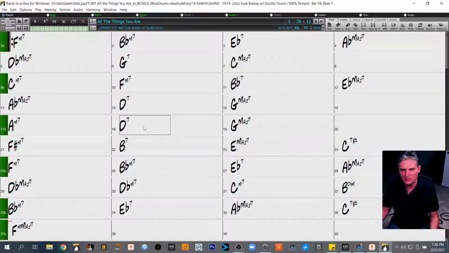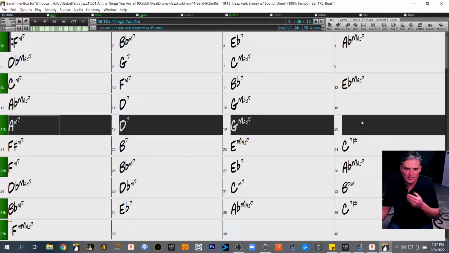We use our method. We find the dominant 7. We look to the right of it. Is it major? Yes. We look to the left. Is it minor? Yes. Are the root notes going in a perfect fourth fashion? Yes. A perfect fourth from A is D. A perfect fourth from D is G. Here we have a 2, 5, 1 in the key of G.